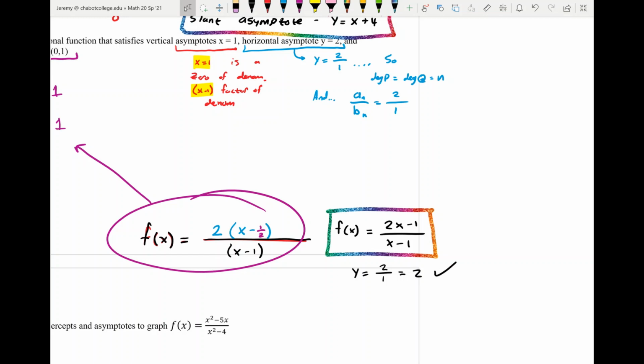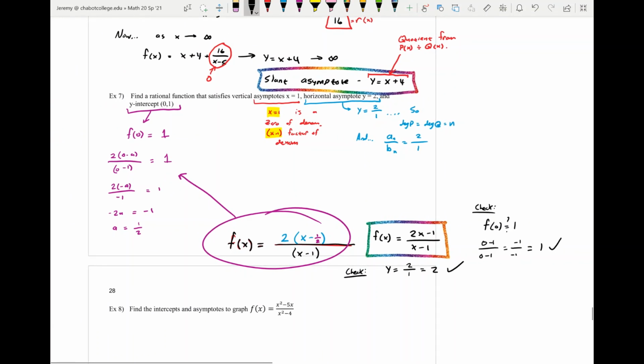And then the final one, is f of 0 equal to 1? Well, if I plug in 0 into this, I get 0 minus 1 over 0 minus 1, which equals negative 1 over negative 1, which equals 1. So check, it works. So it doesn't hurt to go through and check each of these properties. Doesn't take long, and it could save you a lot of points on the exam.